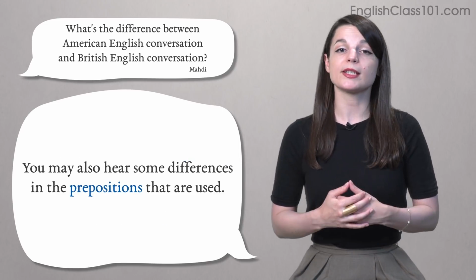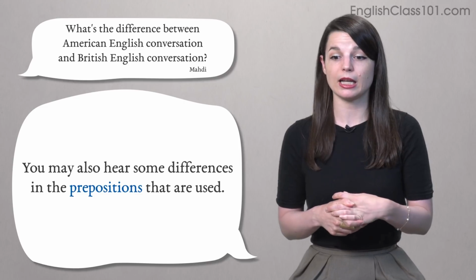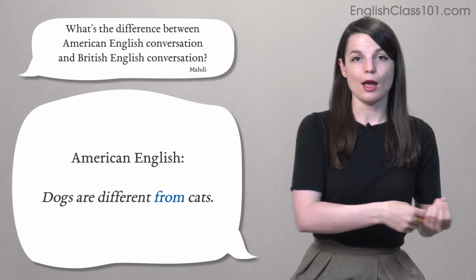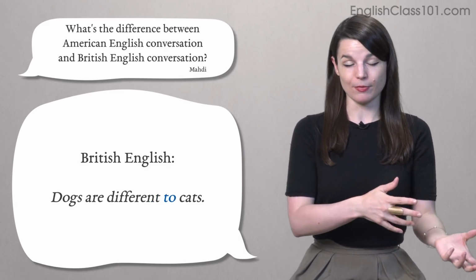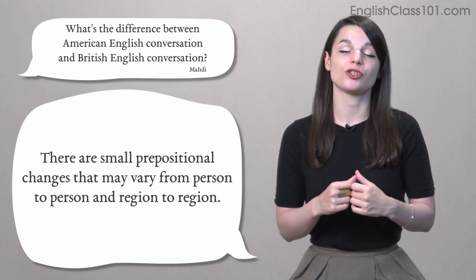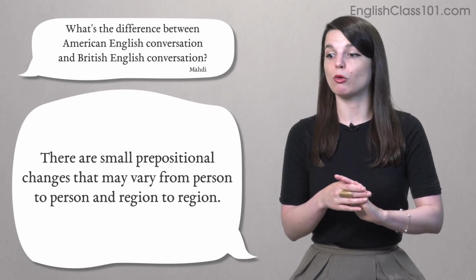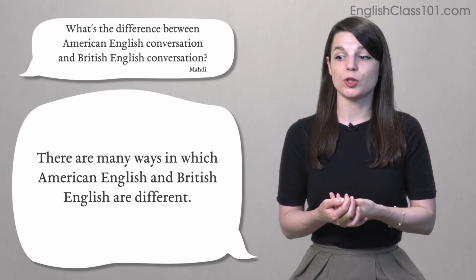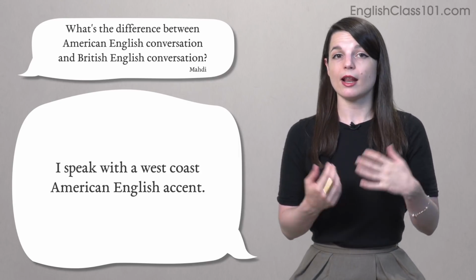You may also hear some slight differences in the prepositions that are used. So for example, in American English, I tend to say something is different from something. But in British English, you might hear something is different to something. So there are these small prepositional changes that may change from person to person or from region to region. So these are just a few of the ways in which British English and American English conversation are different.